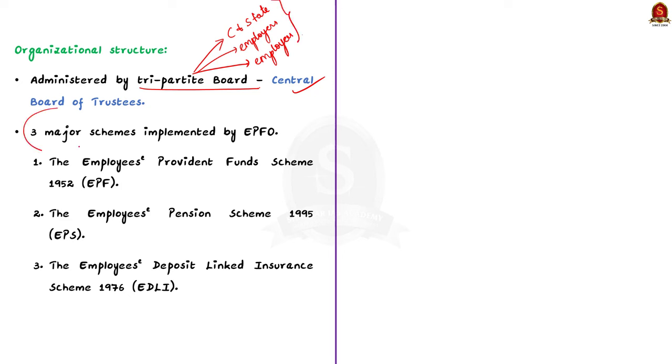Know that there are three major schemes implemented by EPFO: Employees Provident Fund Scheme 1952, Employees Pension Scheme 1995, and Employees Deposit Linked Insurance Scheme 1976. So this is a brief about EPFO.